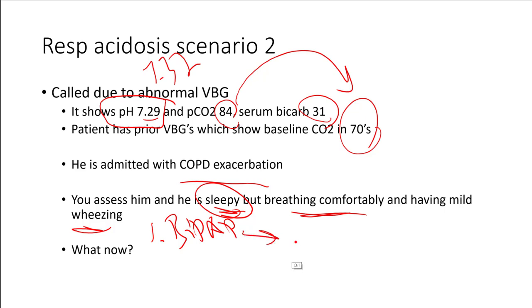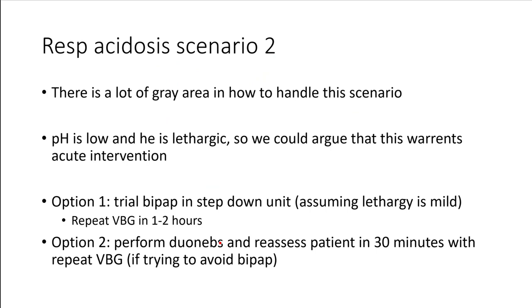So in this case, I'm going to want to repeat VBG maybe in 1 to 2 hours to make sure that things are going the right direction. And if things are going the right direction, and if I come back in 1 to 2 hours and this patient is still following commands, waking up appropriately, and looks stable, then you found your answer. And then in addition to the BiPAP, I would still do some duo nebs for this patient just to help reduce that wheezing and help to make sure things are as open as they possibly can be. That's all pretty much written down here in case you can't read my handwriting.